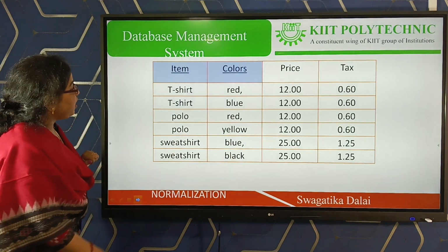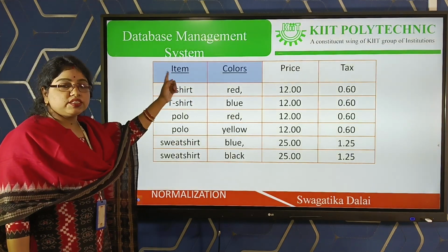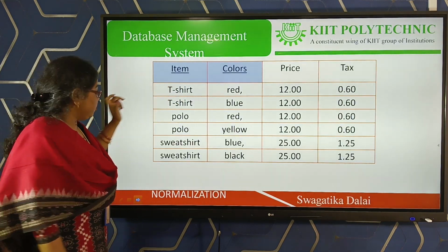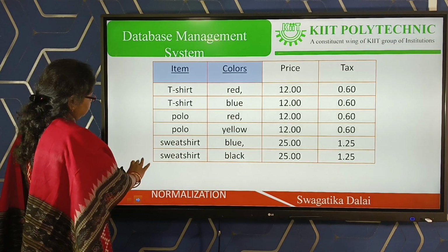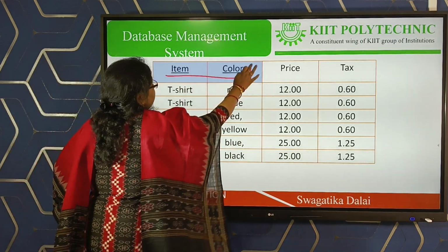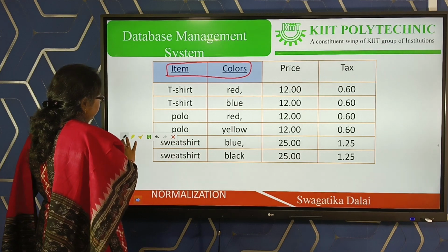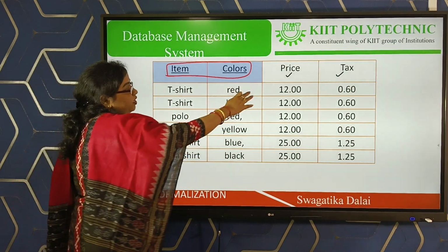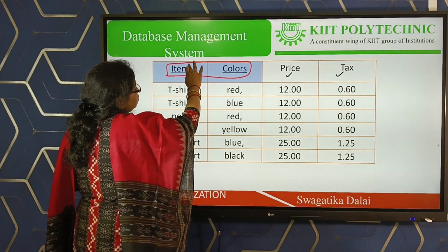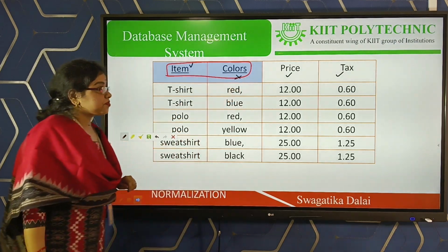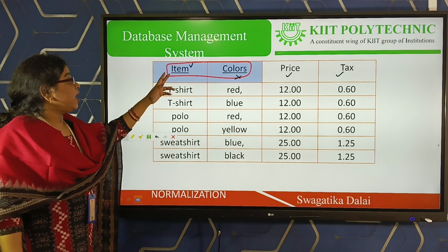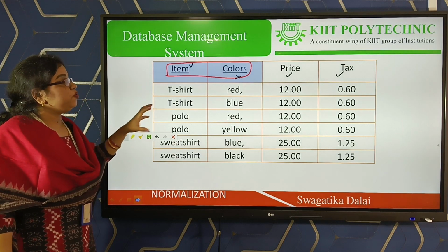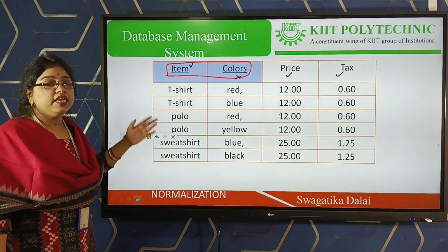As you can see here, we have taken item and color together as the primary key. So the key attributes are item and color, and the non-key attributes are price and tax. Here you can see the non-key attributes price and tax both depend on item, not on color. That means price and tax are dependent on part of the key, that is item. So the table is not in 2NF because partial dependency exists here.